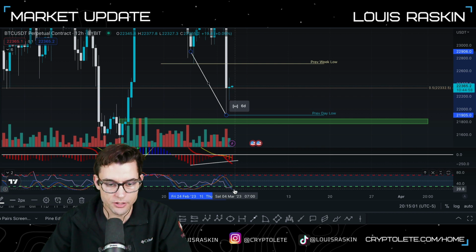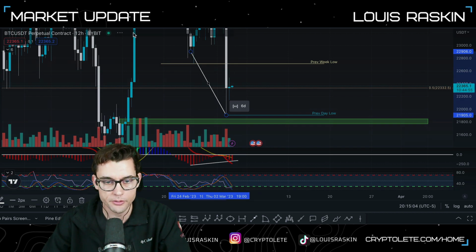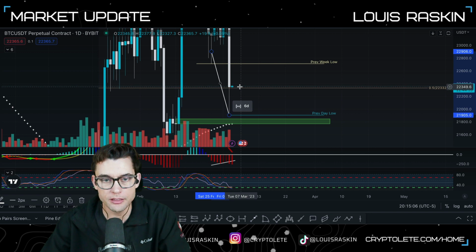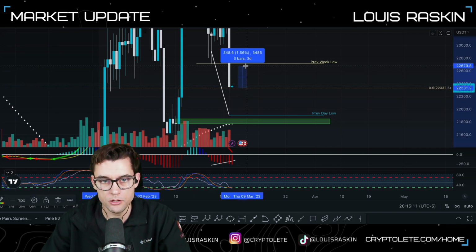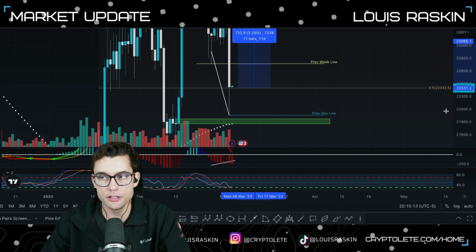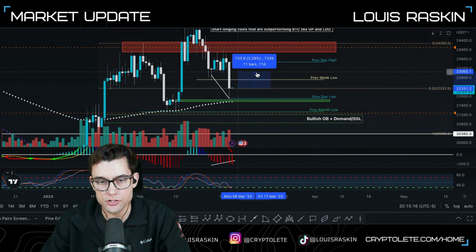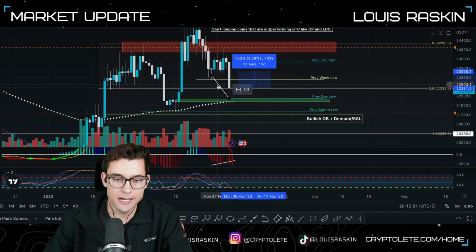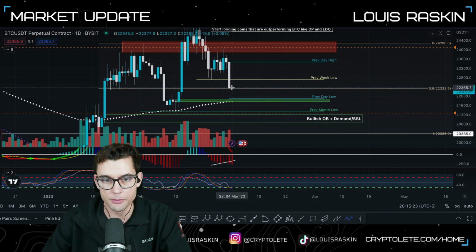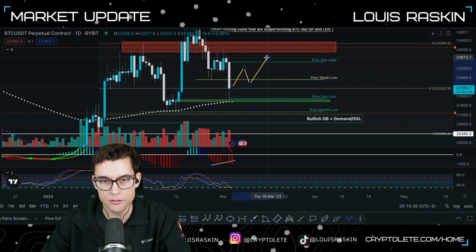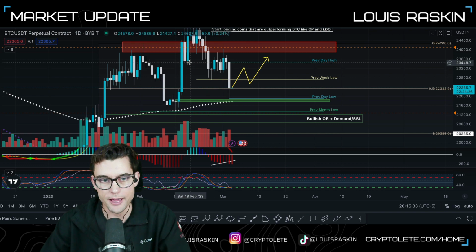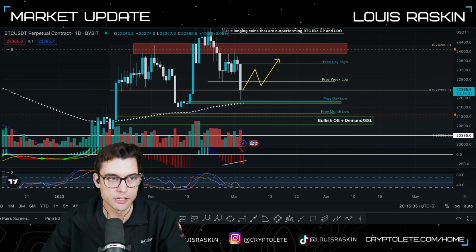The RSI and stochastic RSI are in the oversold territory. So I do think that we move up from here, whether we move up to the previous week's low or we move up to right here, maybe 23K, and then turn around, come back down here first, and then do a real pop up. That's the question. Or maybe we'll just do something like this, create a high, and then a higher low, and then start moving up.